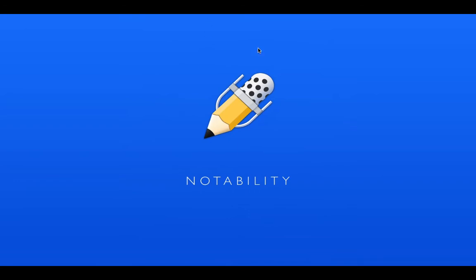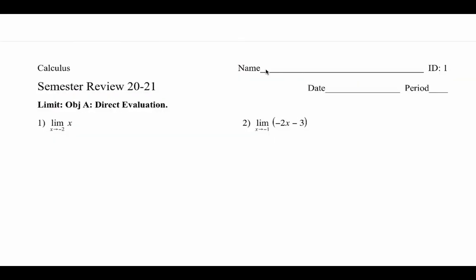For those people who just joined, make sure that you get a paper and take notes. So the first topic we can look at is limit, okay? And the first objective is direct evaluation. What that means is if you have a function, just plug it in and that will give you the limit. So that's fine. So what is limit?